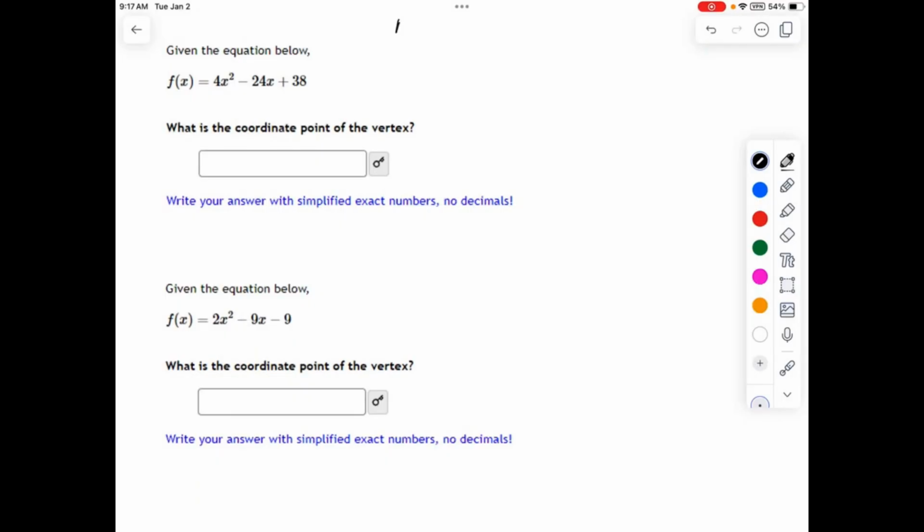Given the equations, find the coordinate point of the vertex. Now remember, the vertex is that maximum or minimum, it's that turning point on the graph, right? There's your vertex. Now there are two ways to find the vertex. This is standard form, there are no parentheses, so we're in standard form: ax squared plus bx plus c. When you're looking at that, there are two ways to find the vertex in standard form.